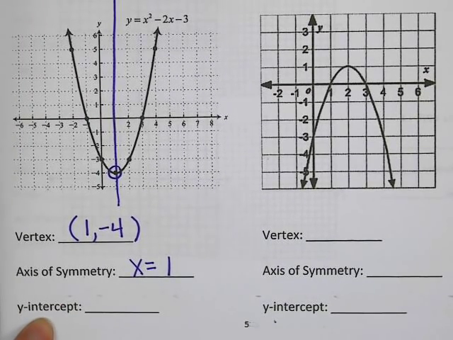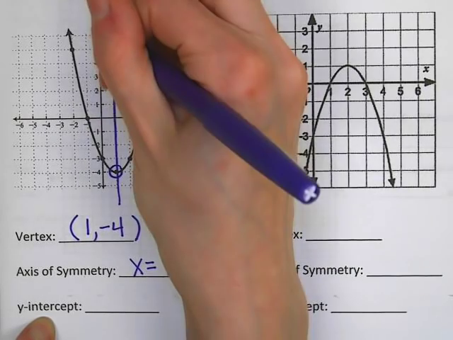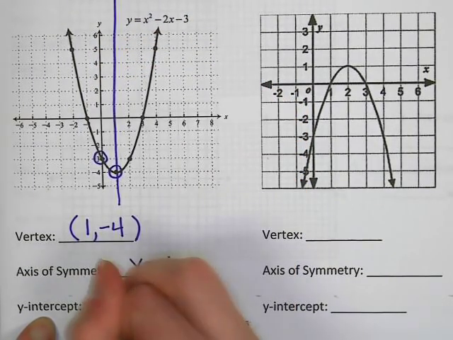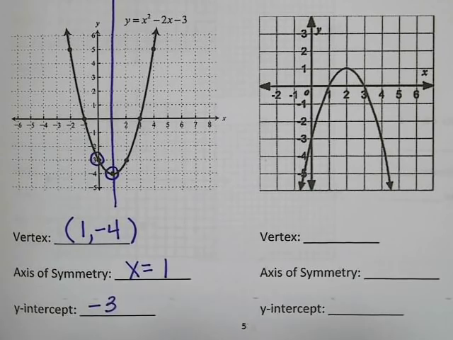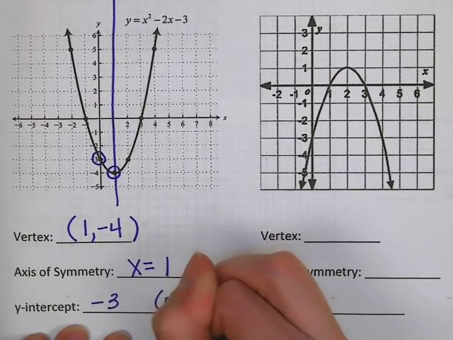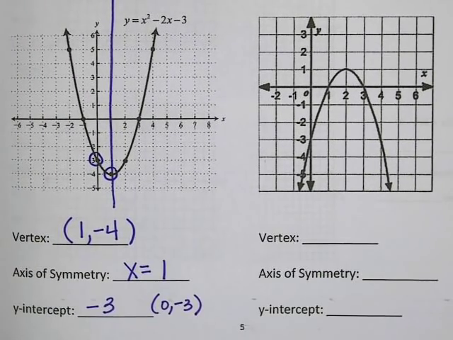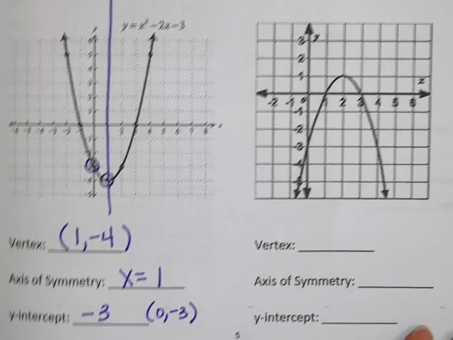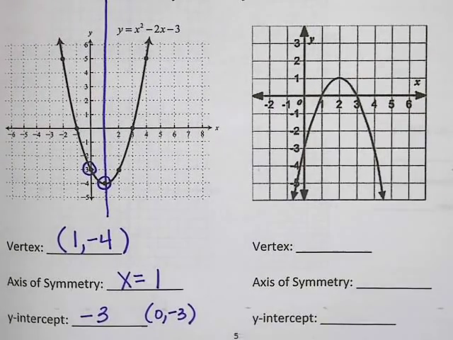And then we also look for a y-intercept. The y-intercept is where the graph crosses the y-axis, and it looks like that's right here at -3. If you want to write it as an ordered pair, (0, -3), that's fine too. Okay, why don't you guys pause and try this one, and then I'll go over that one.